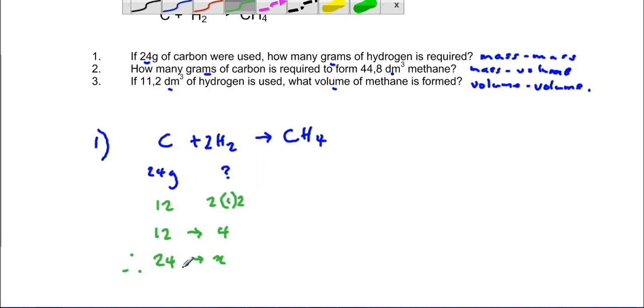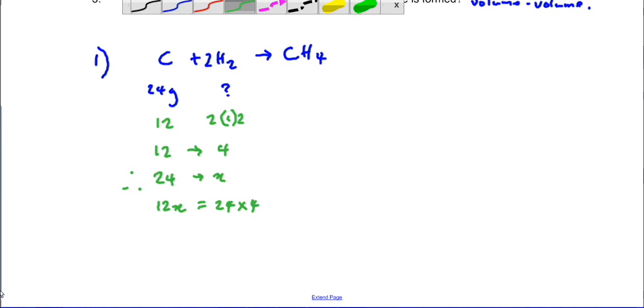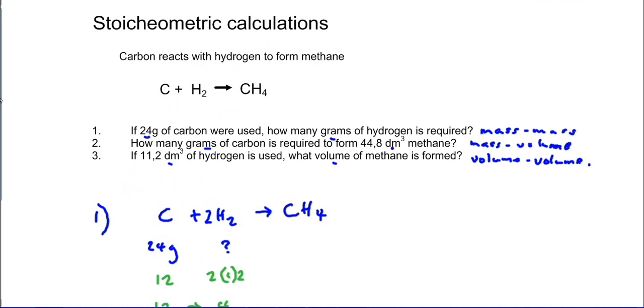24 grams of carbon, how many grams of hydrogen will be required? It will be X, and if we cross multiply this, 12 times X is 12X equals 24 multiplied by 4, and then we divide both sides by 12, and we can see that X will be 24 multiplied by 4 divided by 12, and that will give us 8. So X will be 8 grams of hydrogen required. So this is the first type of sum which we did in an earlier clip, the mass calculation, the mass method of doing the first sum.